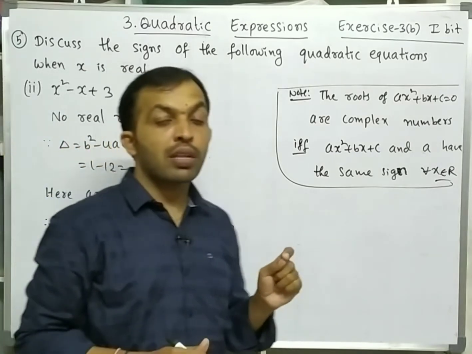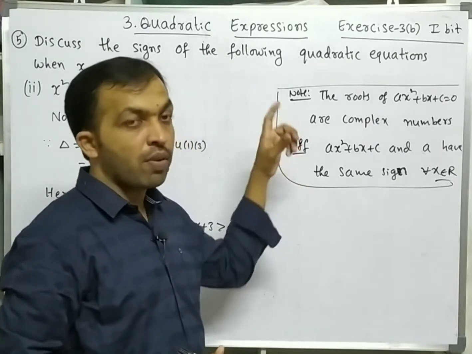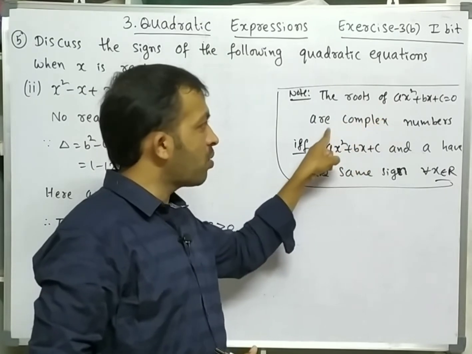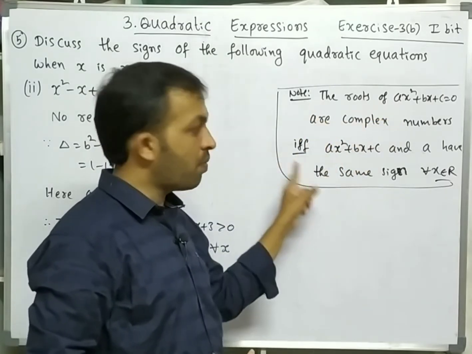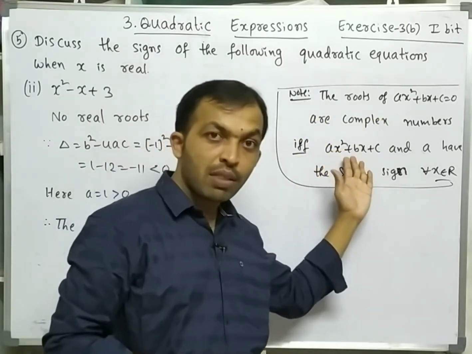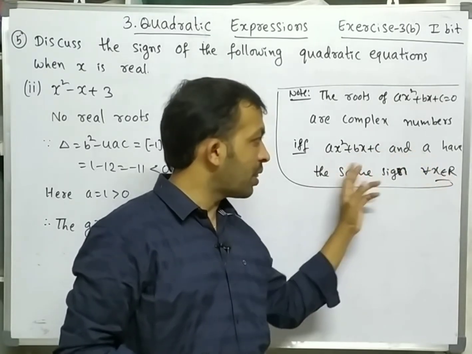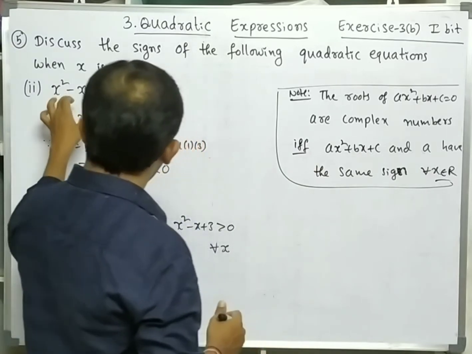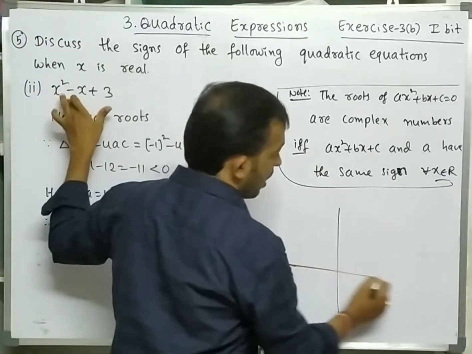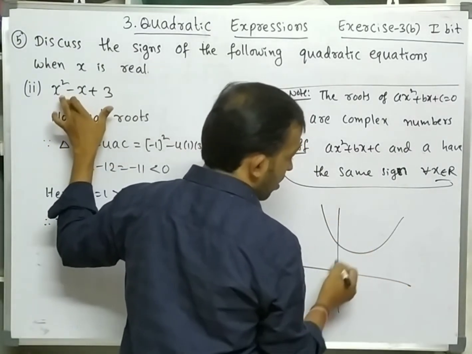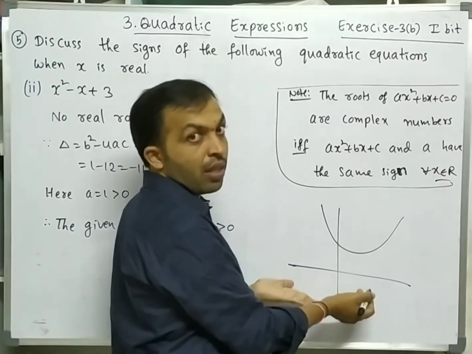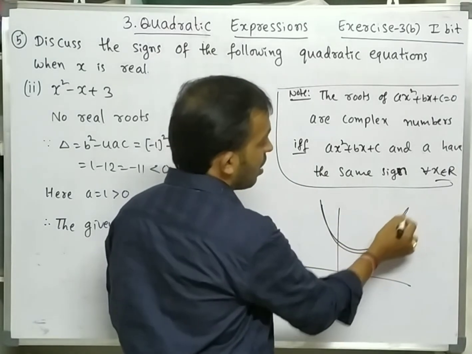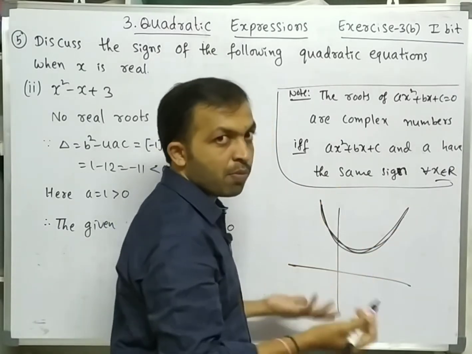So in the previous video lecture I have given one point, that is the roots of ax square plus bx plus c equal to 0 are complex numbers if and only if the quadratic expression and a have the same sign for every x belongs to R. So in this case the graph is like this above the x-axis, so it will not touch the x-axis, therefore there are no roots. So this is always above the x-axis, that means always positive.